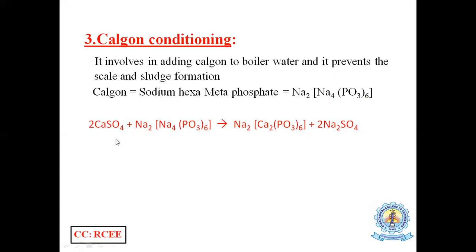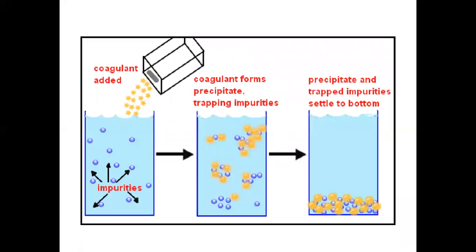That is hexametaphosphate. Calcium sulfate, which causes permanent hardness in the water, when mixed with Colgan may form a calcium phosphate complex. This is a precipitate which is formed in a boiler, so that we can easily remove it by filtration or blow down operation. Okay, let us understand this diagrammatically.